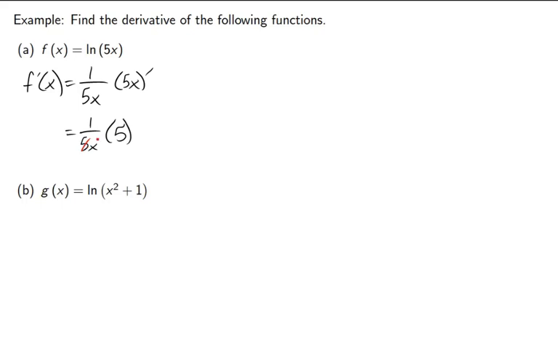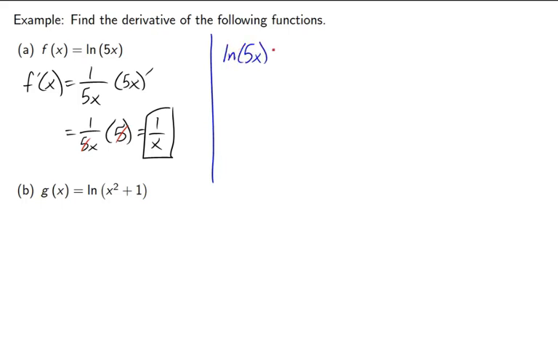Canceling these out, we get that the derivative is 1 over x. That's kind of strange. The derivative of natural log of x is 1 over x, but yet the derivative of natural log of 5x was also 1 over x. Here's an alternative reason why.